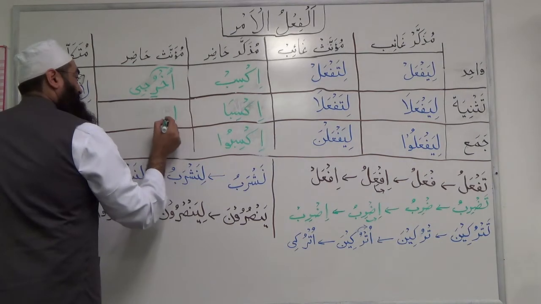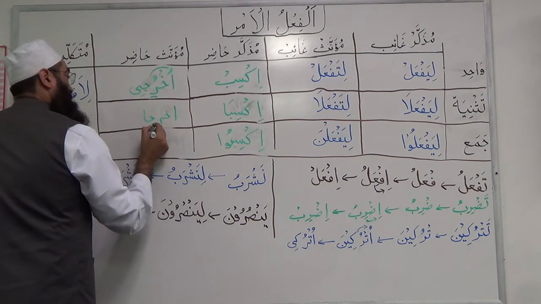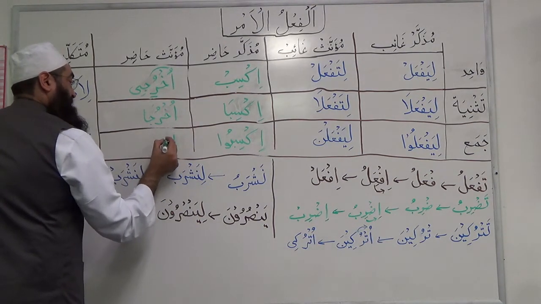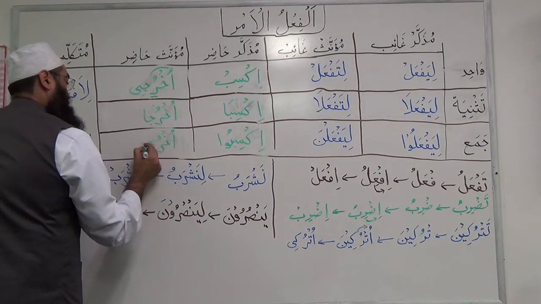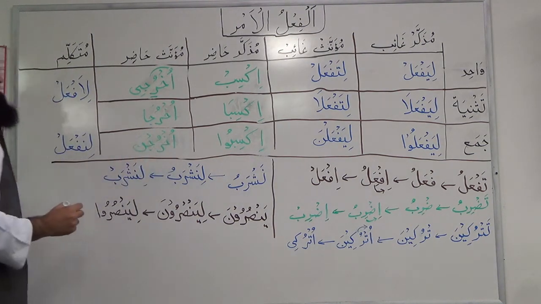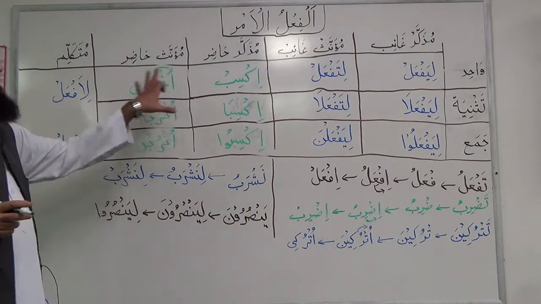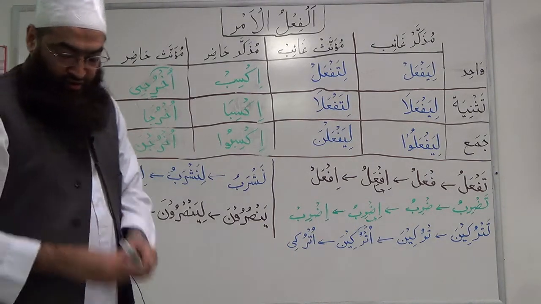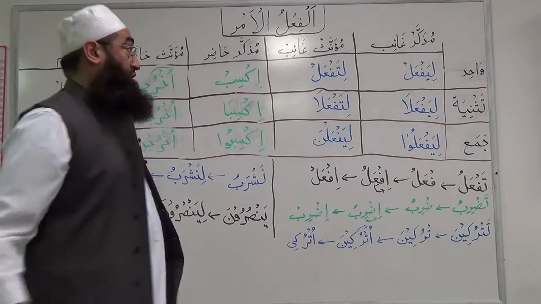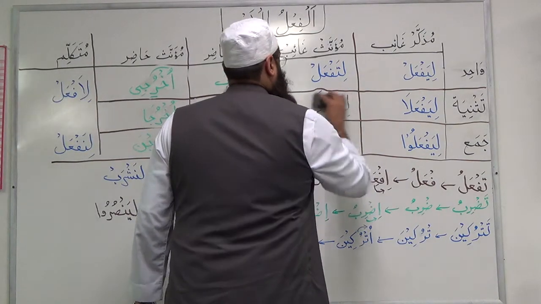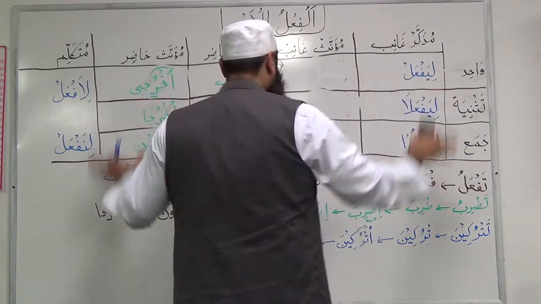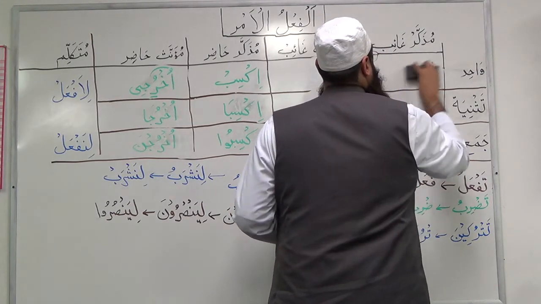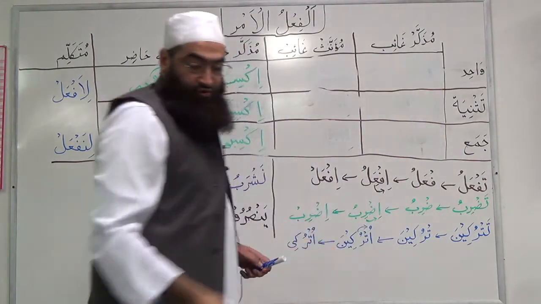And then over here, ukhruja. And then all you ladies leave, ukhrujna. Alright. So I think we got the Mudhakkar Hadir and Muannas Hadir down. Let's go to the other one, to the Ghaib. When you have this type of chart, it makes everything very easy. You can remember it easier too.